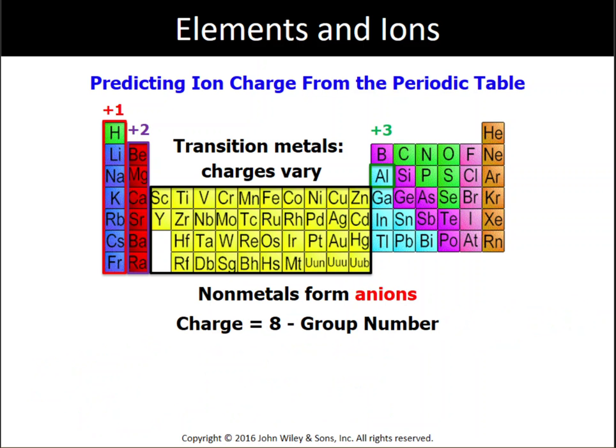So now let's look at the anions in the periodic table. Let's see which elements form anions and also how we can find the charge of the anions. So nonmetals form anions. When nonmetals form ions, they form anions. Now, how do we find the charge of an anion? The charge of an anion, you can find it by group number minus 8.